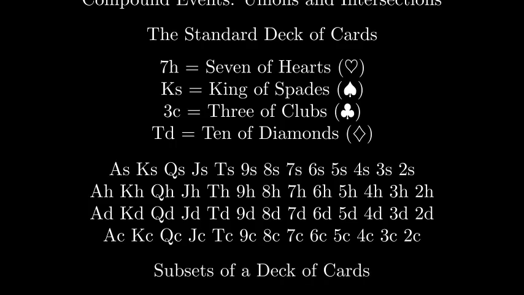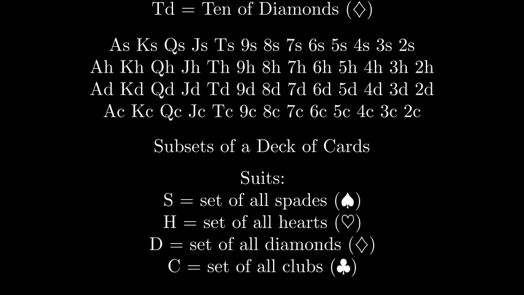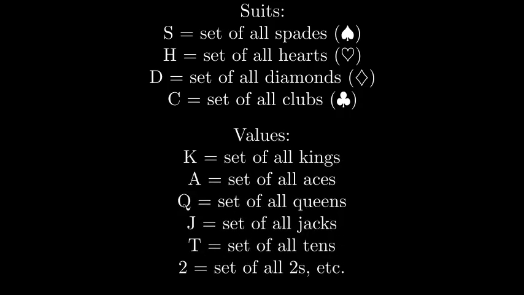Now, let's define some of the key subsets we'll be working with. First, we have the suits. We'll use S for the set of all 13 spades, H for hearts, D for diamonds, and C for clubs. We can also group the cards by their value. K represents the set of all 4 kings, A for the 4 aces, Q for queens, J for jacks, T for tens, and so on for all the numbered cards.